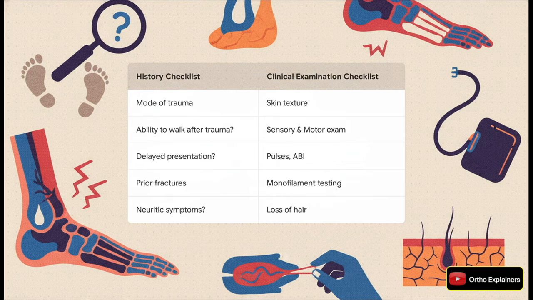Ask them, could you walk after you fell? Are you having any burning or tingling in your feet? And then, on your exam, you have to do the work. Get out the monofilament. Check their pulses. Look for those autonomic signs like shiny, dry skin or loss of hair. These are the clues that will unmask that high-risk patient.